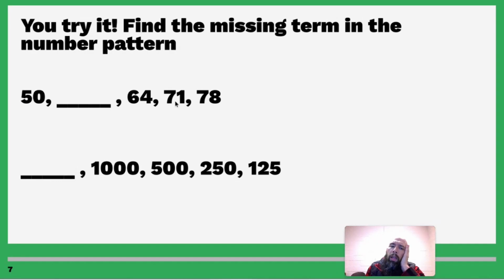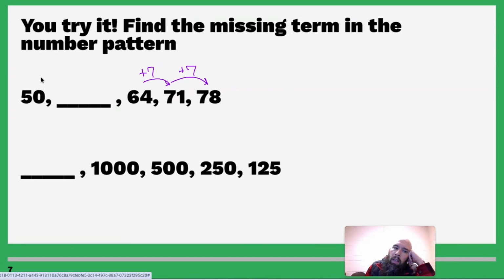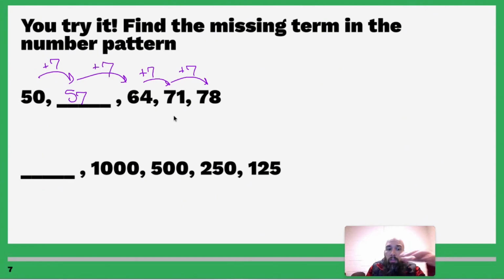So these numbers are going up. It doesn't look like we're multiplying. It looks like if we just add 7, 64 plus 7 is 71. Okay, 71 plus 7 is 78, which means I can go back to my 50 and say if all of these are going to be plus 7, then all of these are going to be plus 7. So 50 plus 7 is 57. 57 plus 7 is 64. I did it right.